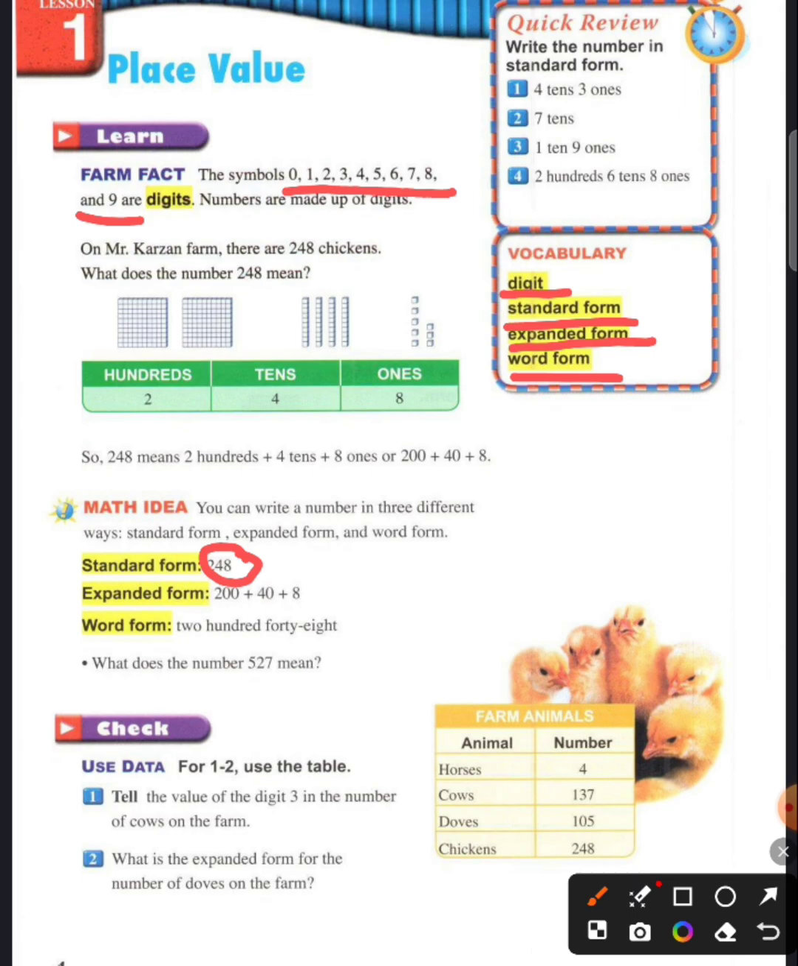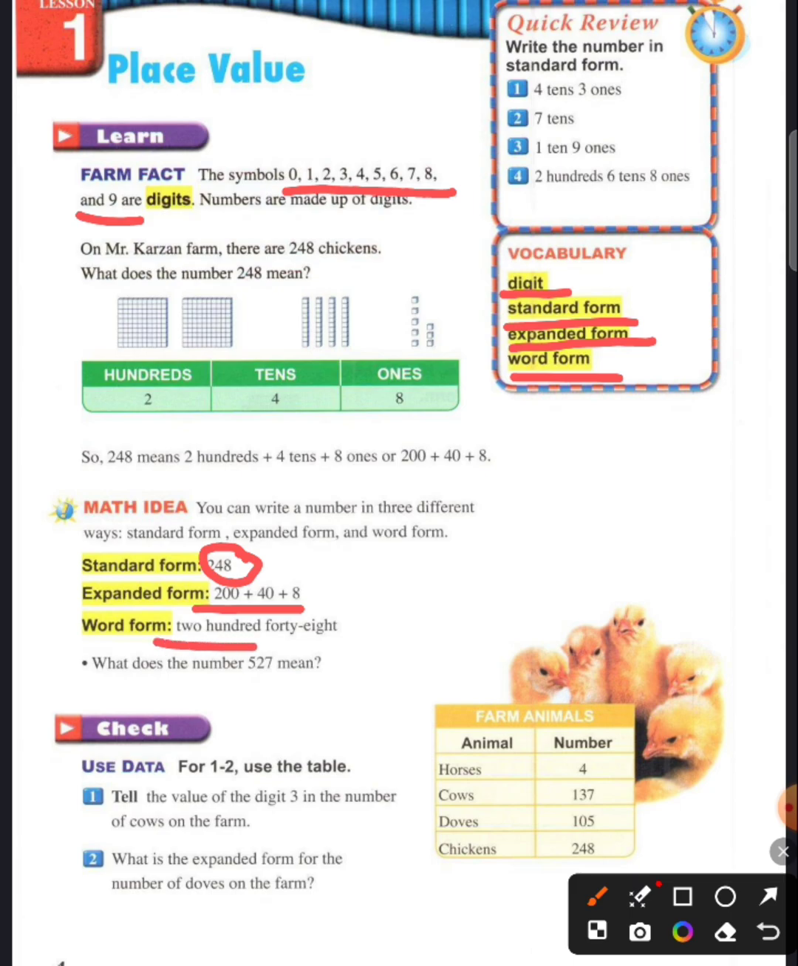It's standard form. What is expanded form? Imagine you must pay 248 and you must give them $200. After they want $40, and after you must give them $8. It means you can write that you must give them $200 plus $40 plus $8, and it's expanded form. What you calculate: I will give them this plus this plus this.